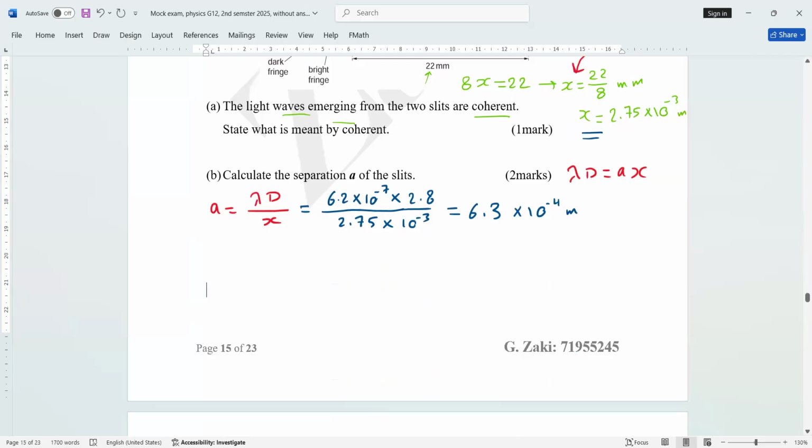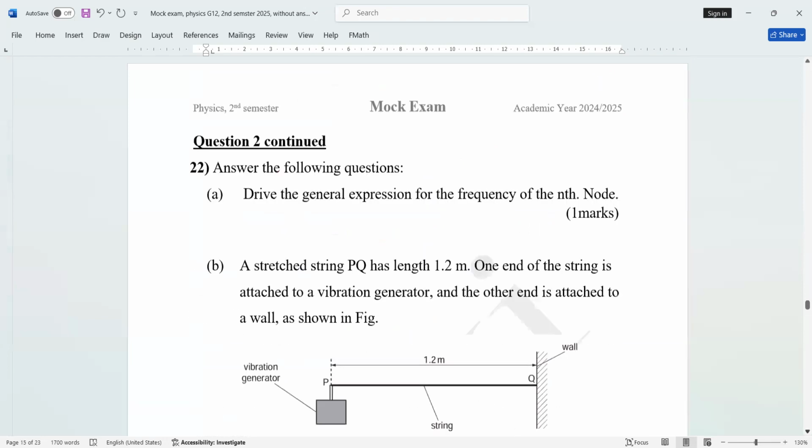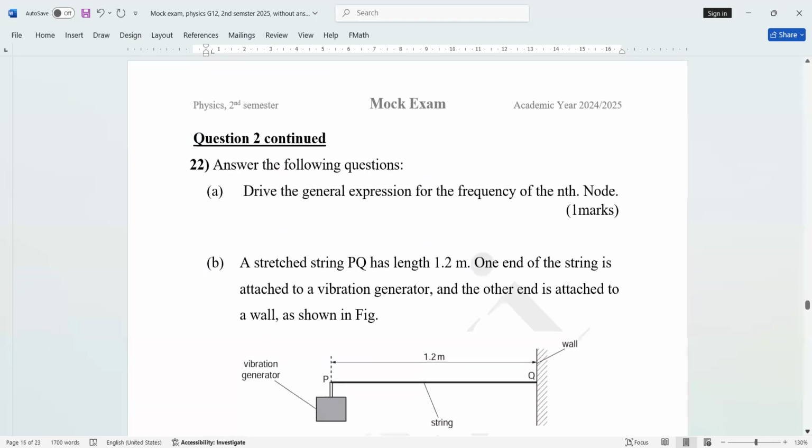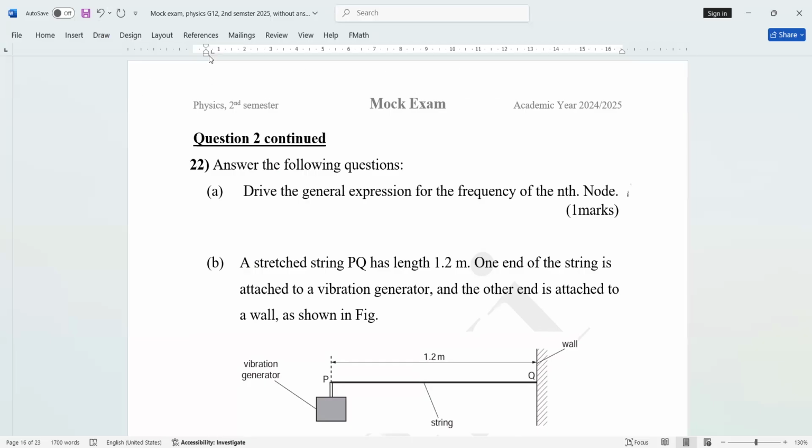Okay, now next question. Answer the following. Derive a general expression for the frequency of the nth node in a string. We add this because we had nth node in a pipe; this is in a string. Now we need to derive the formula.